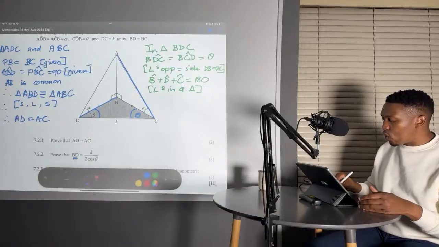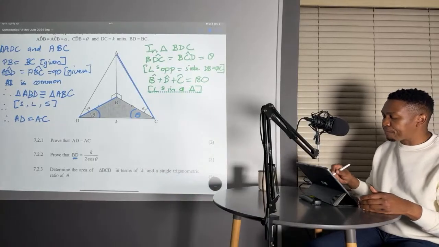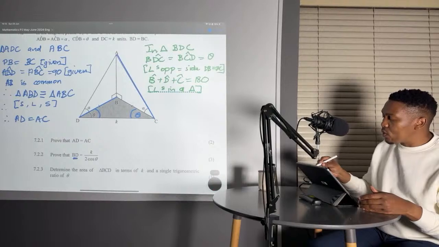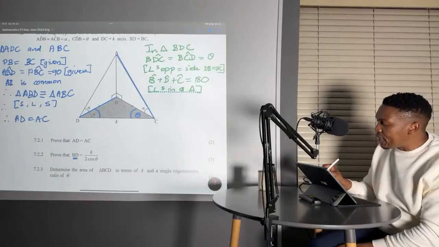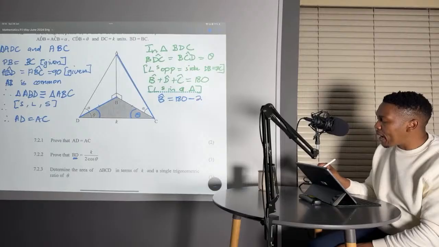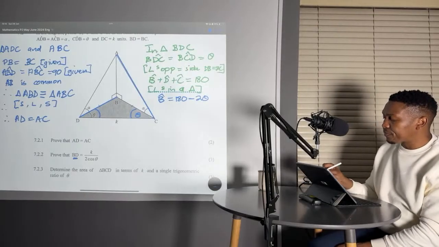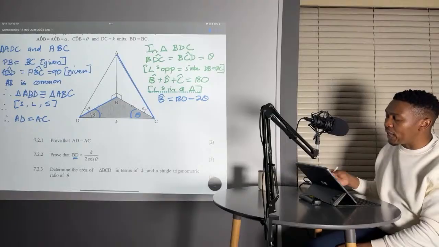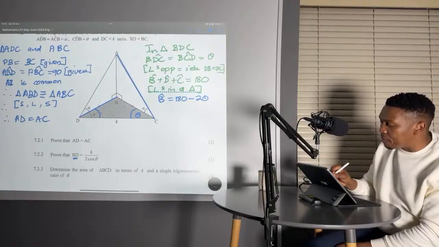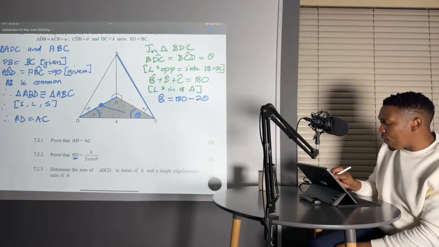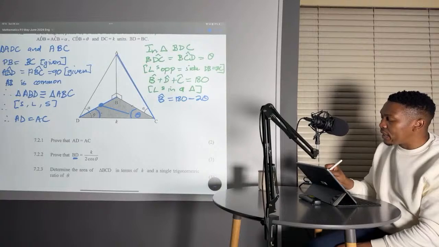So what does that tell us? Angle B, so I'm going to use the sine rule. I need to say angle B, therefore, is equal to 180 minus 2 theta. Remember, we did say those two angles are equal to theta. So now, what does that tell us? It tells us that side BD over the angle that is opposite that side, that's the sine rule.